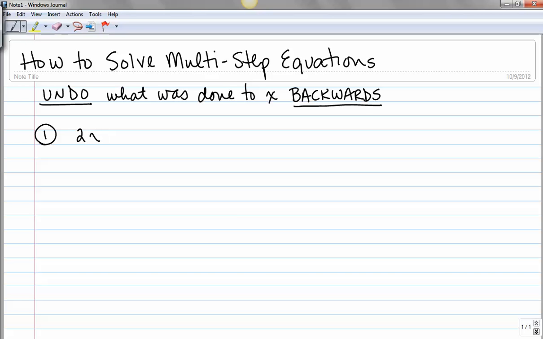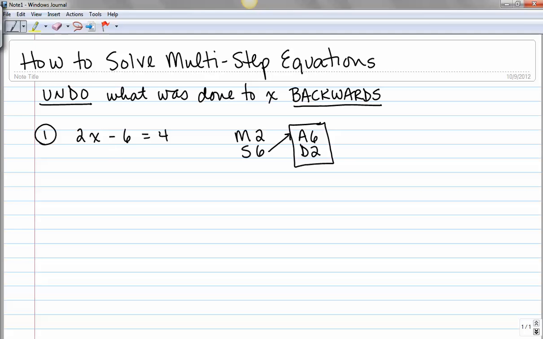First one is 2x minus 6 equals 4. Remember, you want to ask yourself, what is happening to x? The first thing that's happening to x is it's being multiplied by 2, and then it's having 6 subtracted from it. So we want to undo that backwards. So instead of subtracting 6, I want to add 6, and then I need to divide by 2, because that undoes multiplying by 2. This becomes my to-do list, and I need to do these things in this particular order.